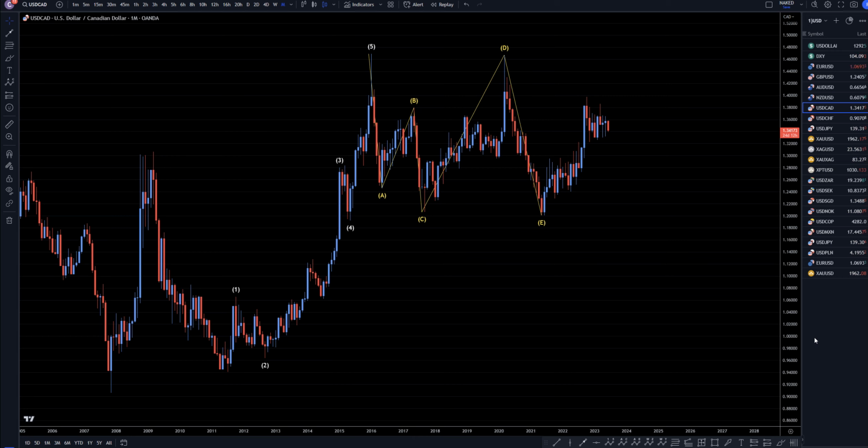Today is Tuesday, June 6th, and I'm going to be analyzing the US dollar Canadian, starting on the monthly, working my way down to the 1 hour time frame.